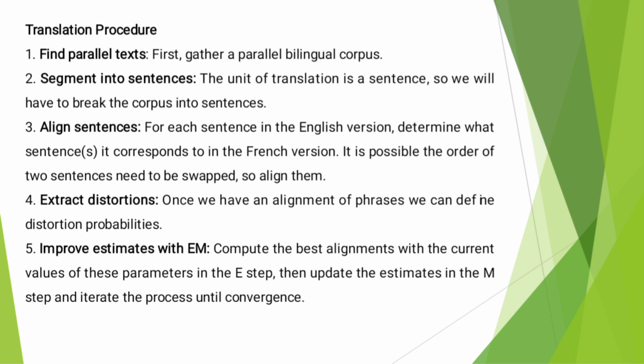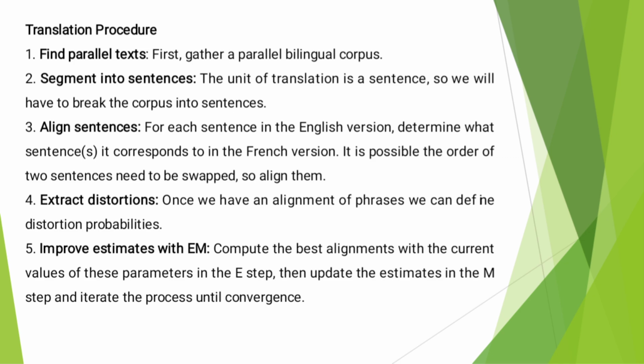Then, translation procedures. How to translate this? First, find a parallel text. Then segment into sentences. Then align sentences. Then extract distortions. Then improve estimates. These are all the steps. The first one is to find parallel text, that is, gather a parallel bilingual corpus.